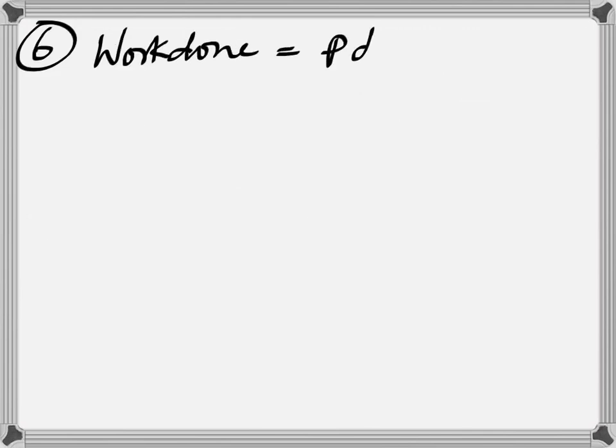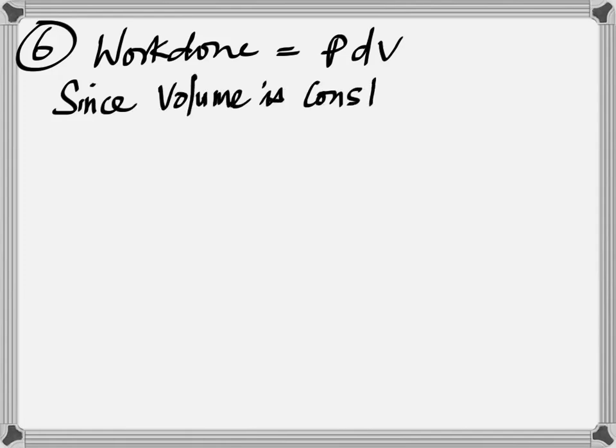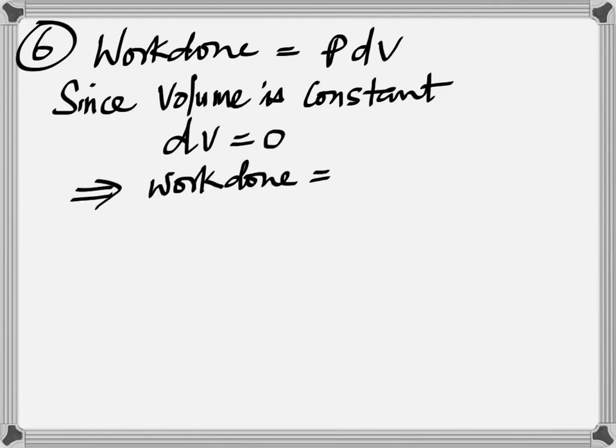Okay, number 6, I'm explaining work done is pressure times change in volume. Since volume is constant, dV is 0. And if dV is 0, work done is 0. Everything explained.